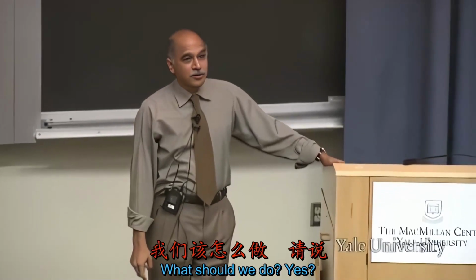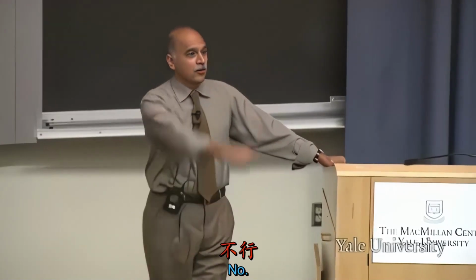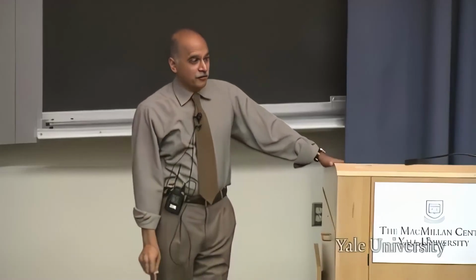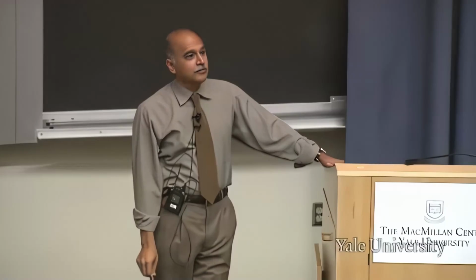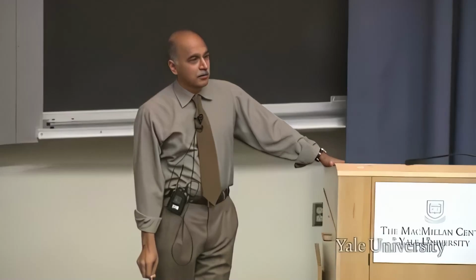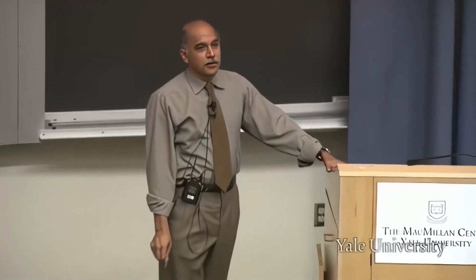What should we do? Yes? Measure how far, if you hung the elephant from the spring. No. Remember, when we hang the elephant in outer space, nothing's going to happen. Oh, okay. Right. So you push the elephant, and you measure the distance from the unstretched spring that the elephant travels in either direction. And then you also do that with 1 kilogram, and it should be proportional to how far from the resting state of the spring. That should be the proportion that the 1 kilogram object is to the elephant.